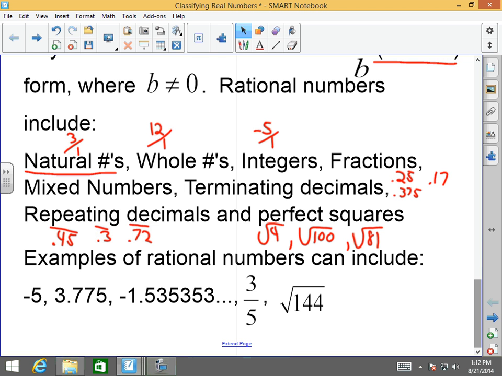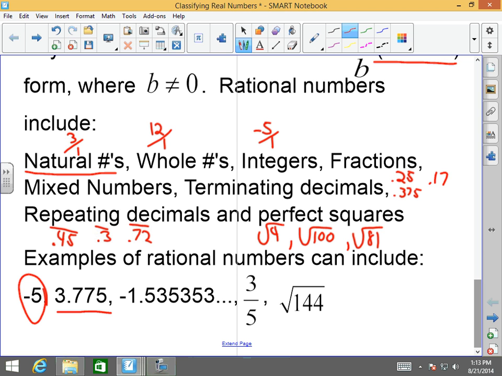Examples of rational numbers. -5. What kind of a number is -5? Come on, guys. What kind of a number is -5? That would be an integer. Very good. How about 3.775? That's rational as well. Very good.